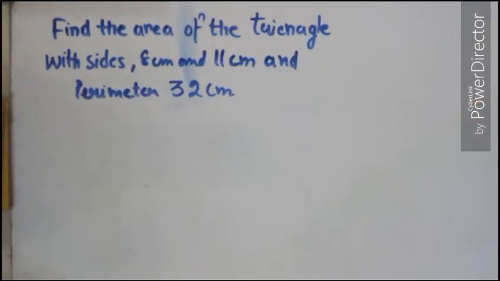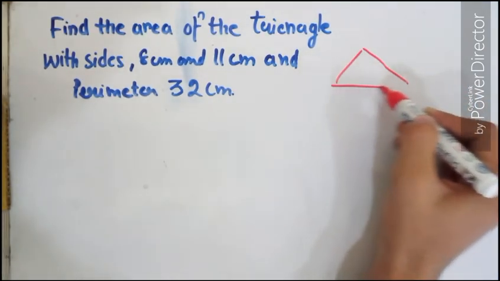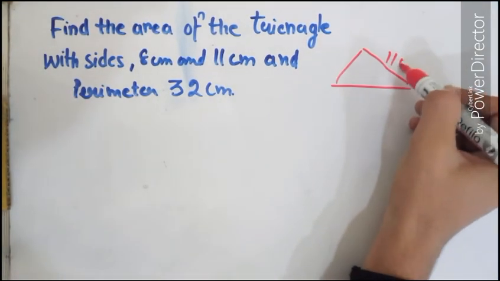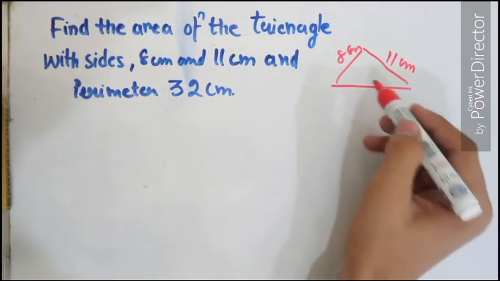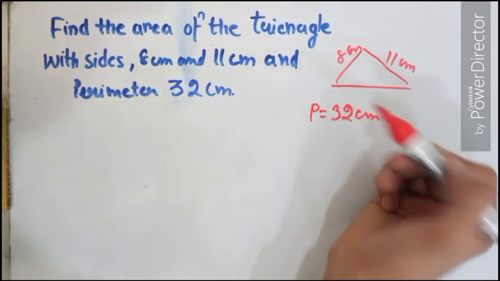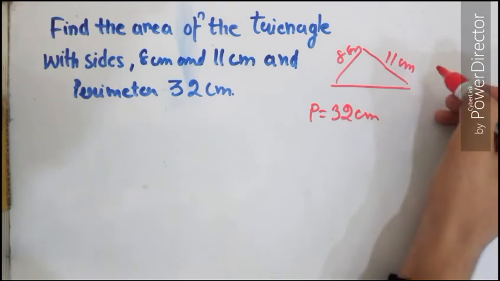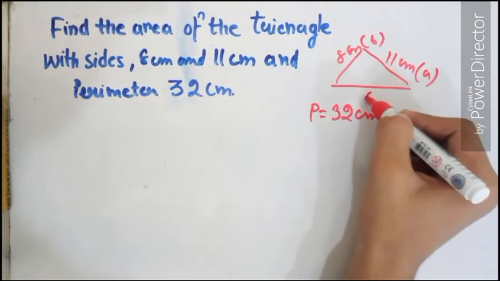So now I've got a question here: find the area of the triangle with sides 8 cm and 11 cm and perimeter 32 cm. So let's draw a triangle right here. We have that the sides are 11 cm, 8 cm, and the perimeter is equal to 32 cm, and this side is unknown. Let's name it as A, this as B, and this as C.